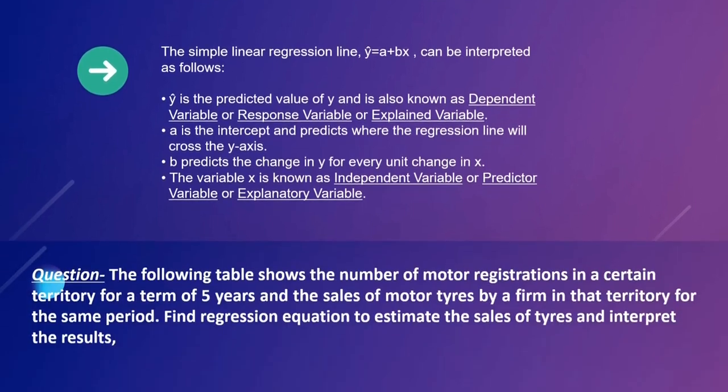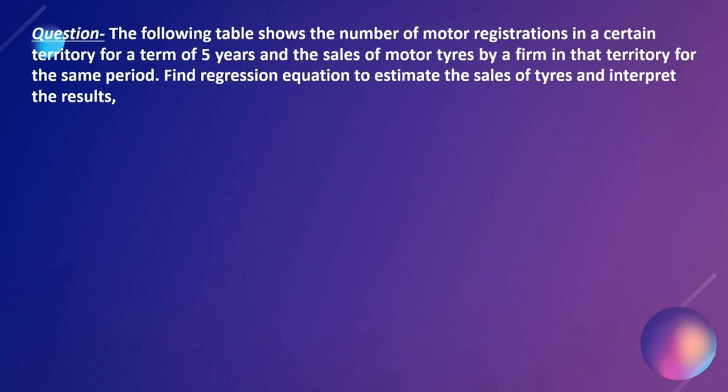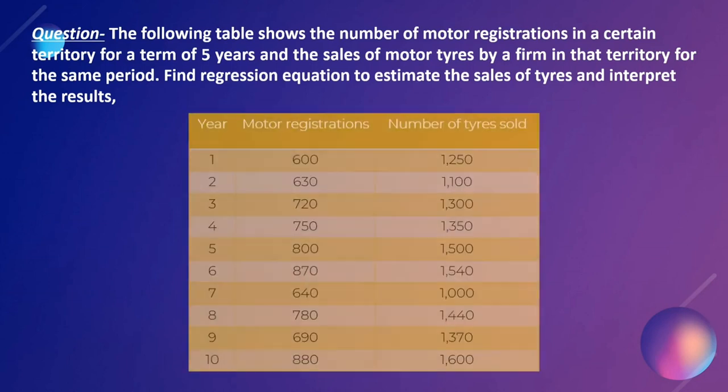Now let us see an example. Question: The following table shows the number of motor registrations in a certain territory for a term of 5 years and the sales of motor tires by a firm in that territory for the same period. Find the regression equation to estimate the sales of tires and interpret the results. The data is given below.